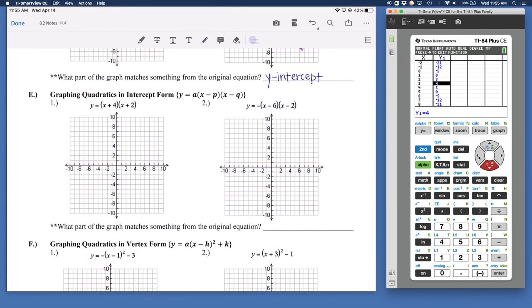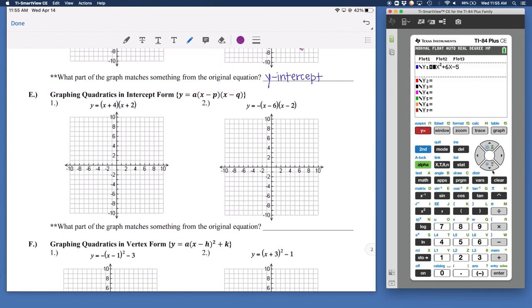Okay, let's look at this next one. This next one we call intercept form. You can also think about it as factored form. It should be kind of familiar from last time. So you've got x plus 4, and then x minus 2.